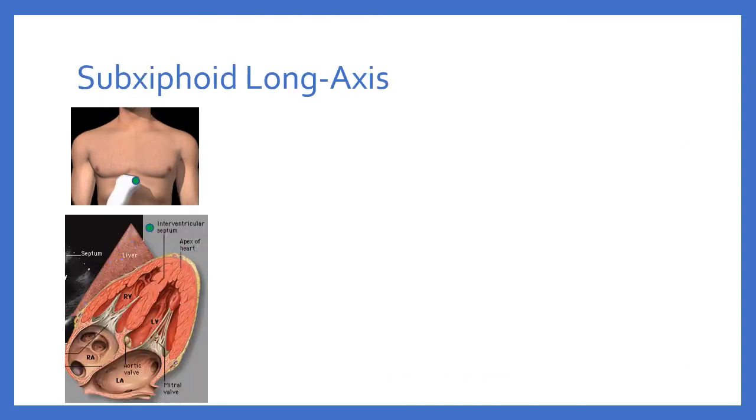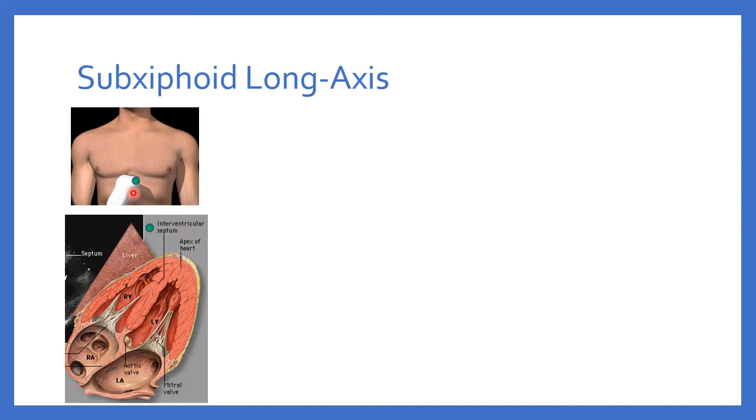For our next view, we have to move to our third location, which is the subxiphoid location. So we put the probe under the xiphoid process below the ribs, and we point the probe indicator towards the left side of the patient. From here, we almost want to hold the probe flat so that it can look straight up towards the heart. And when we do that, it gives us this image that you see below.